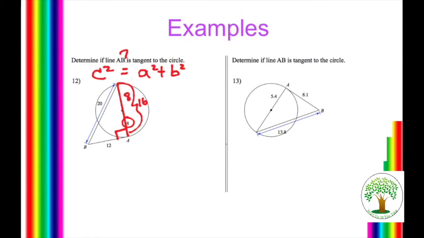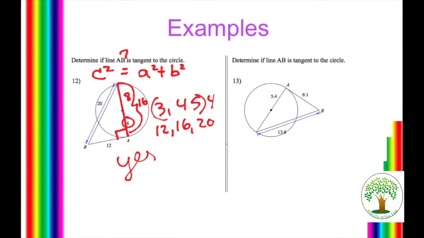16. All right. So when we're doing our Pythagorean theorem, is this a 3, 4, 5, by the way? 12, 16, 20. Yes, 3, 4, 5 multiplied by 4. 12 would be 3 times 4, then 20 would be 5 times 4. So then we don't have to use the Pythagorean theorem because you know your Pythagorean triples. We can just say yes.